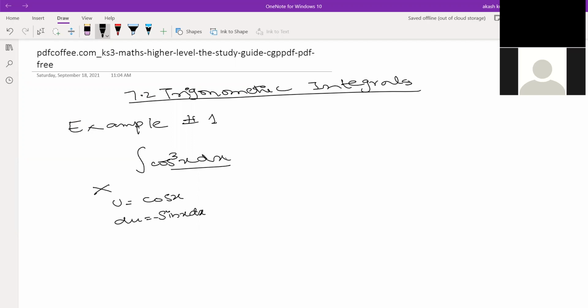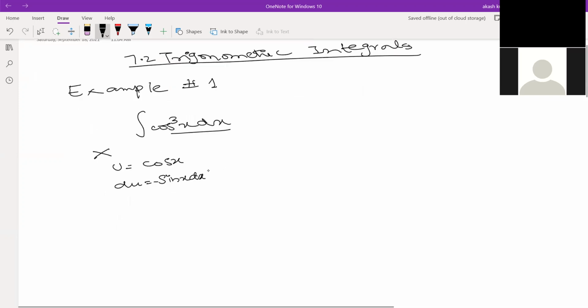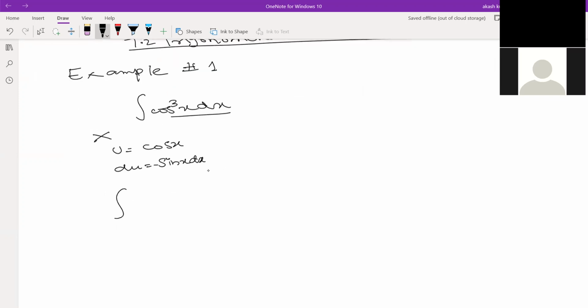Can I apply integration by parts? No, for that I should have at least two functions. So the only option left is trigonometric integrals. Why can't I apply the u substitution? Because the only function I have is cos x. I substitute it, and then there should be the derivative of the function here.